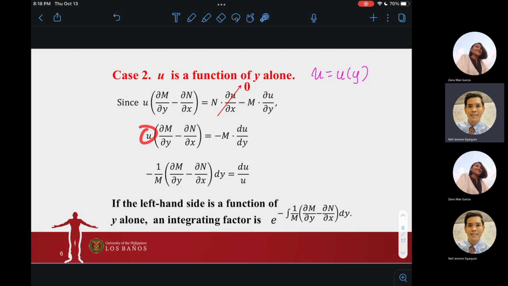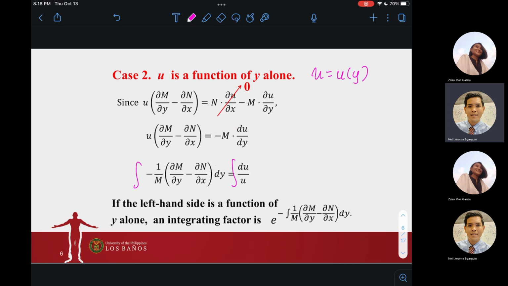So ibig sabihin, wala na si u rito. Actually, dito pala dinivide by negative m. So ito ay magiging negative 1 over m times this guy, kinopya sa kabila. Tapos yung u rito ay papang divide sa baba, magkakaroon tayo ng du over u. Okay? Again, we will integrate both sides, para makuha yung expression para kay u.